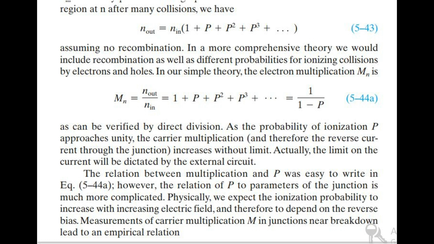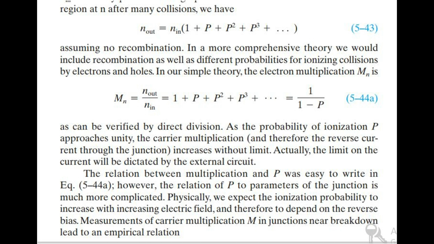In our simple theory, the electron multiplication M_n is as can be verified by direct division. As the probability of ionization P approaches unity, the carrier multiplication, and therefore the reverse current through the junction, increases without limit. Actually, the limit on the current will be dictated by the external circuit. The relation between multiplication and P was easy to write in Eq. 5-44a, however, the relation of P to parameters of the junction is much more complicated.